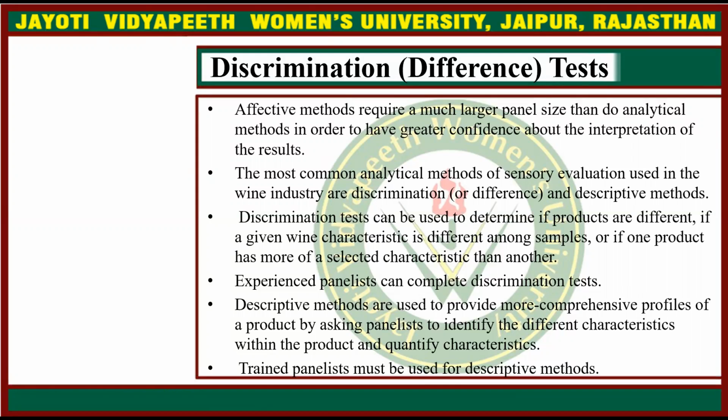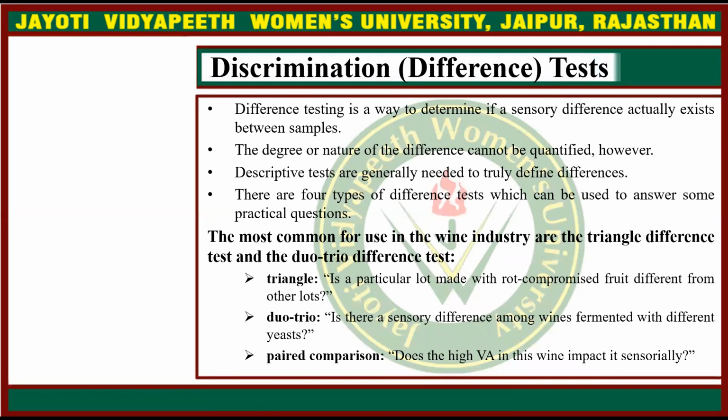descriptive methods. Discrimination tests can be used to determine if products are different, if a given wine characteristic is different among the samples, or if one product has more of a selected characteristic than another. Experienced panelists can complete discrimination tests. Descriptive methods are used to provide more comprehensive profiles of a product by asking panelists to identify the different characteristics within the product and to quantify them. Trained panelists must be used for descriptive methods.